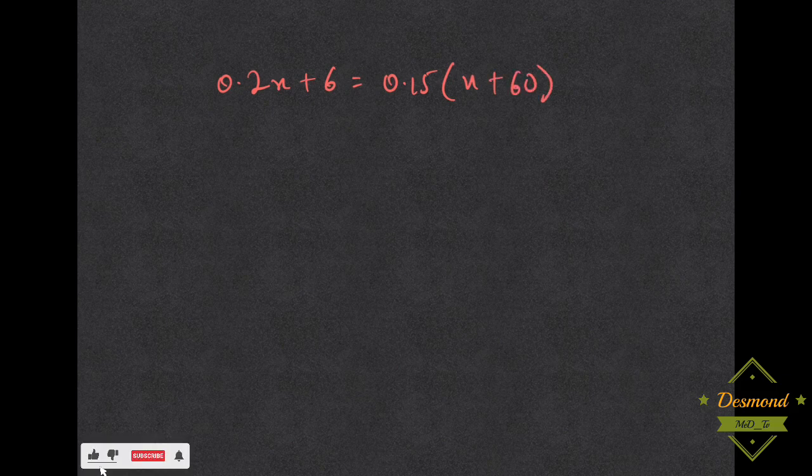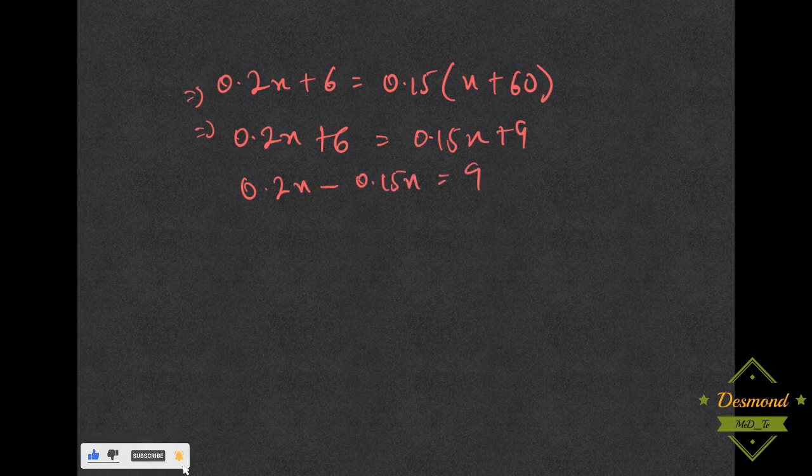Now we solve for x. Solving for x, we are going to get 0.2x plus 6 should be equal to 0.15x plus 9. Group like terms, get 0.2x minus 0.15x should be equal to 9 minus 6. Then we have 0.05x equal to 3. Then x should be equal to 3 over 0.05. Then our final answer should be 60 ml.